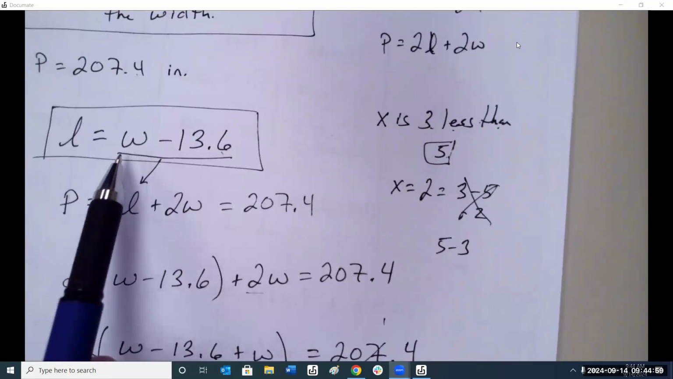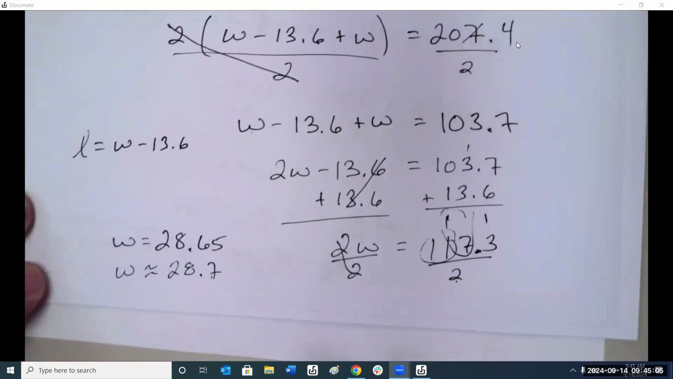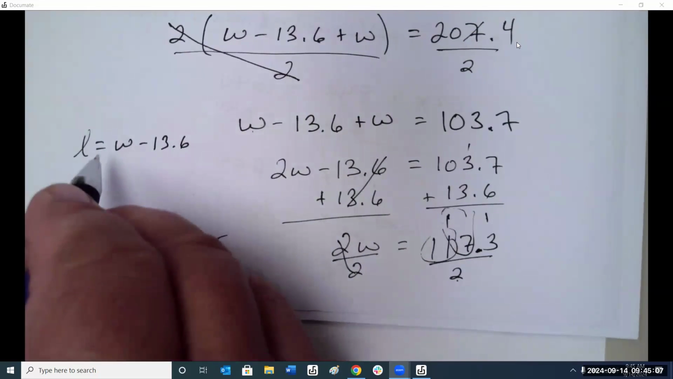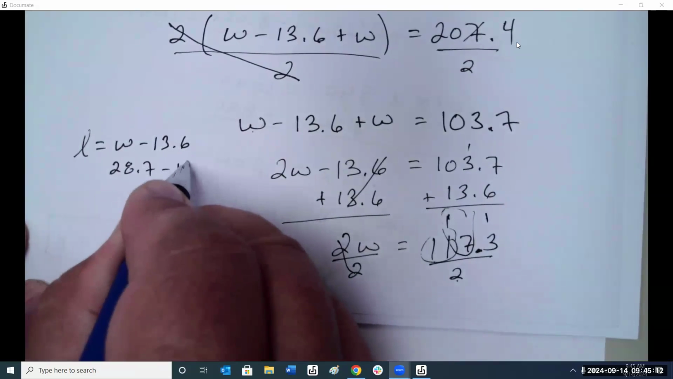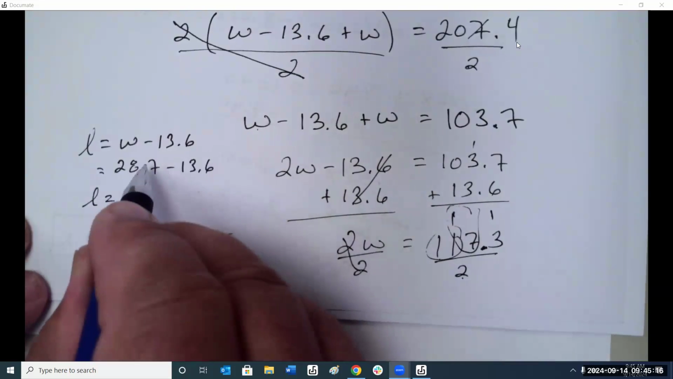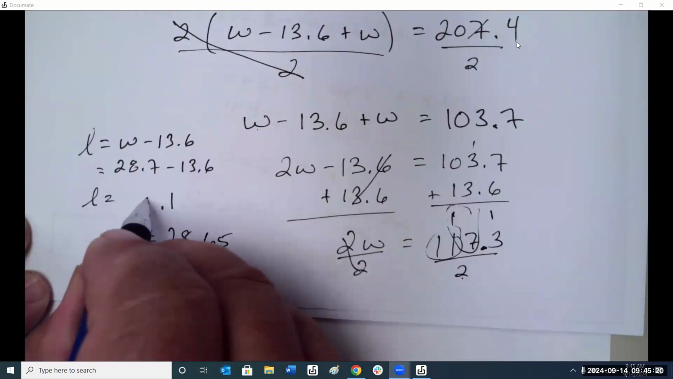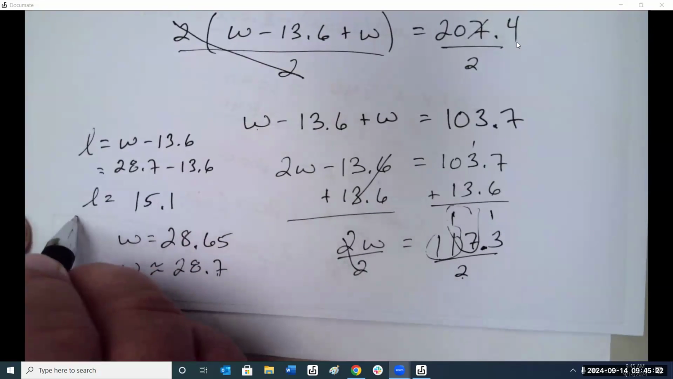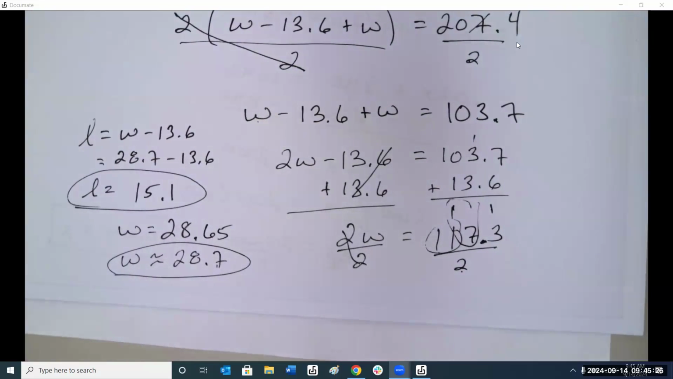The formula for our length is right here. So it's W minus 13.6. So it's 28.7 minus 13.6. 7 minus 6 is 1. 8 minus 3 is 5. So those are the dimensions of our panels.